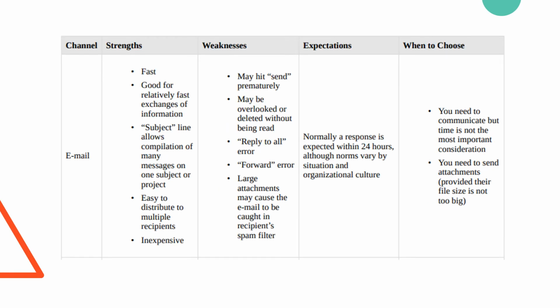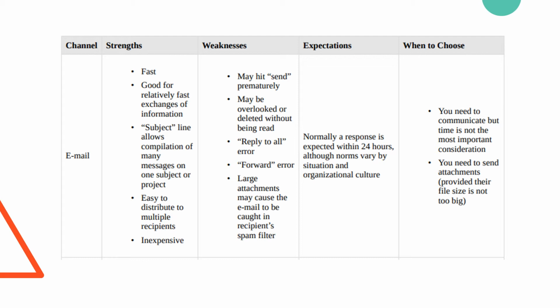Next is email. So email can be really good because it's fast, it's good for fast exchanges of information. You can use the subject line for a very brief introduction about your message. You can also distribute it to multiple recipients, and it also is inexpensive. The other advantage to having an email is that you then see a chain of emails about the same topic.